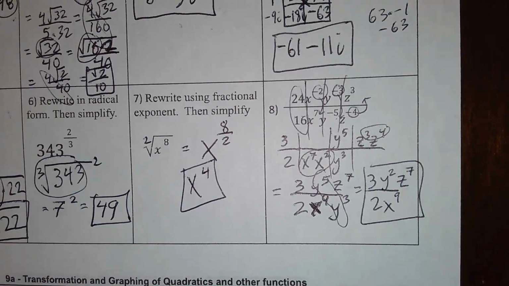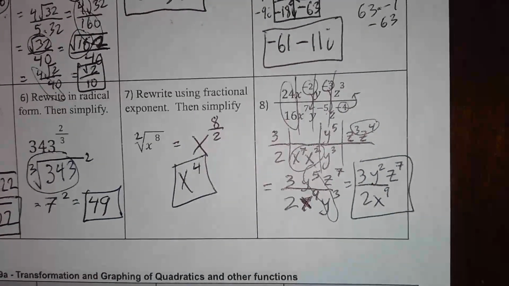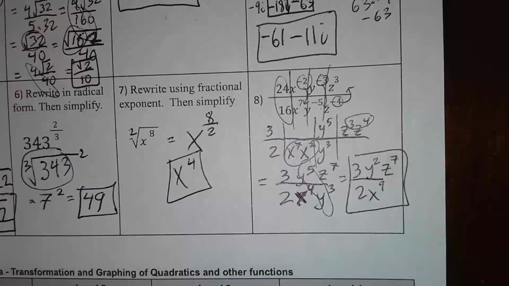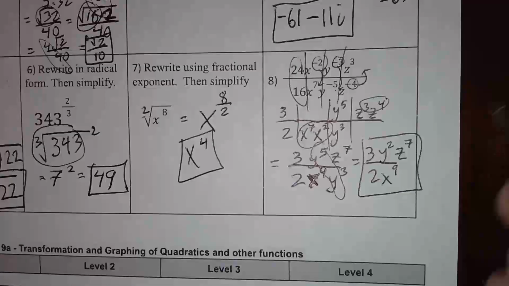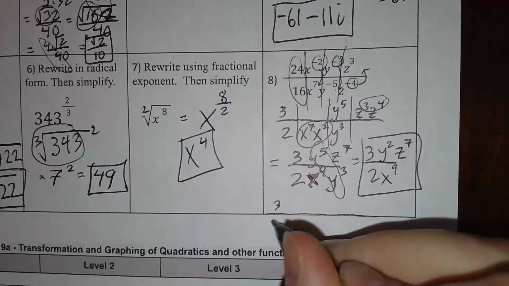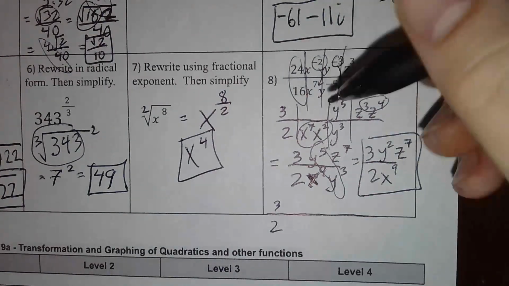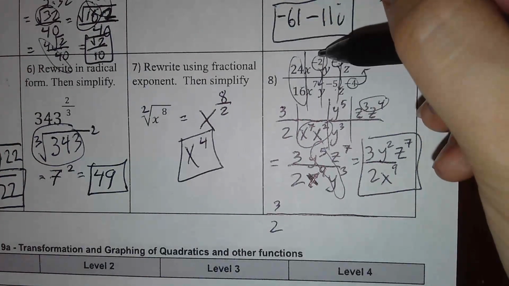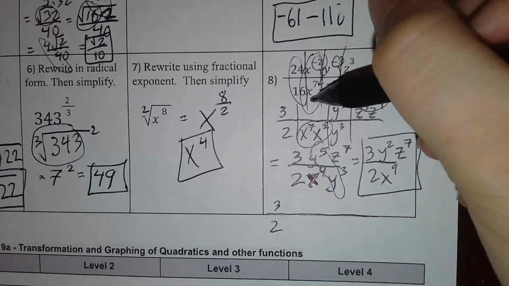Now, if you found that way to be pretty annoying, you can see it's very easy to make mistakes with that. So finally, I will show you one other method. So 3/2, we know that has to occur. But what can I do about these exponents?